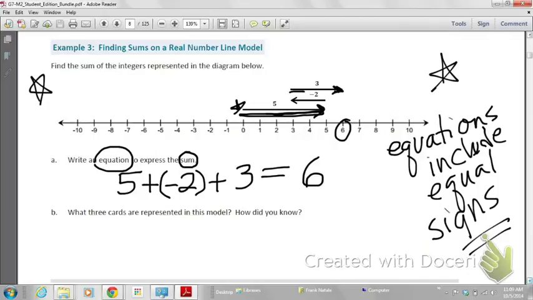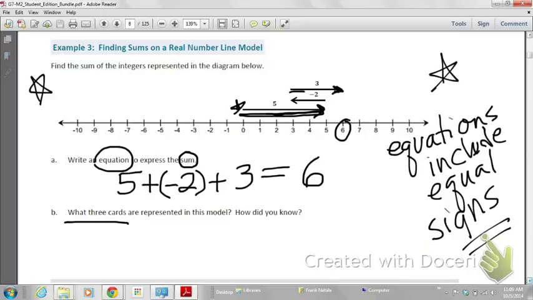Alrighty. So let's just look here now. B wants us to refer to the integer game from lesson 1. If we were playing the integer game, what 3 cards are represented in this model? In this case, let's say these are the first 3 cards you were dealt. Which 3 cards would you have been dealt?